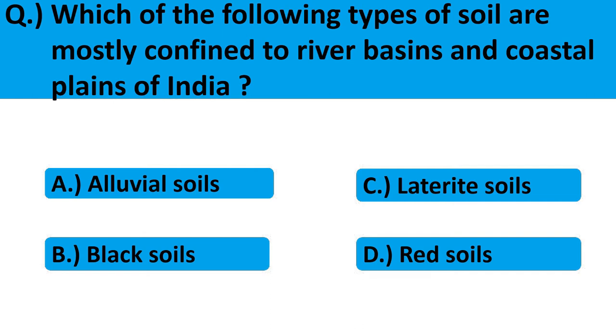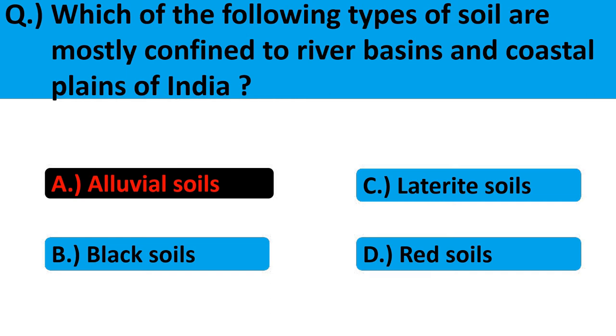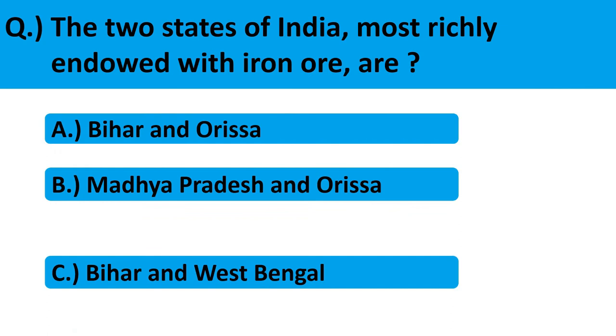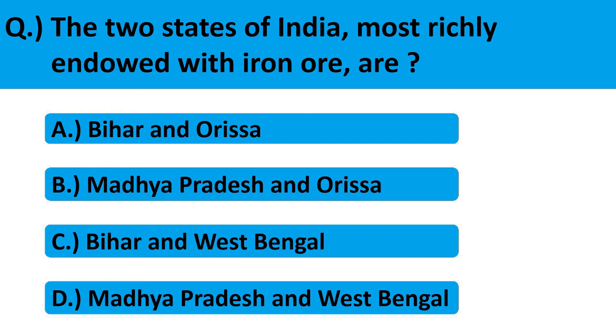Question number 61. Which of the following types of soil are mostly confined to river basins and coastal plains of India? Correct answer is alluvial soils. Question number 62. The two states of India most richly endowed with iron ore are? Correct answer is Bihar and Orissa.